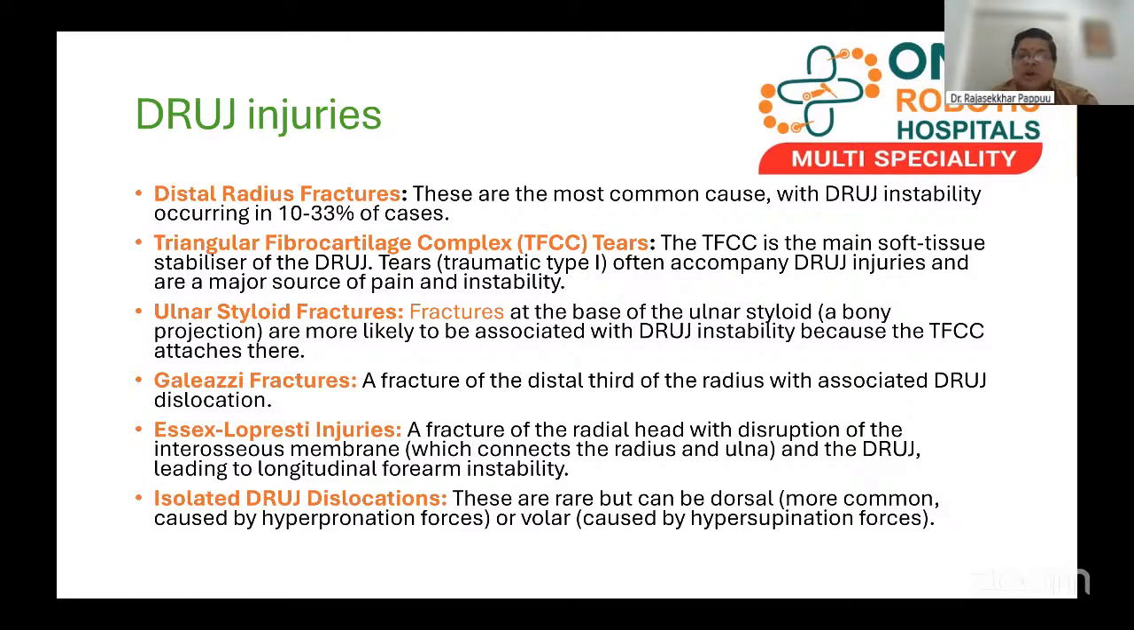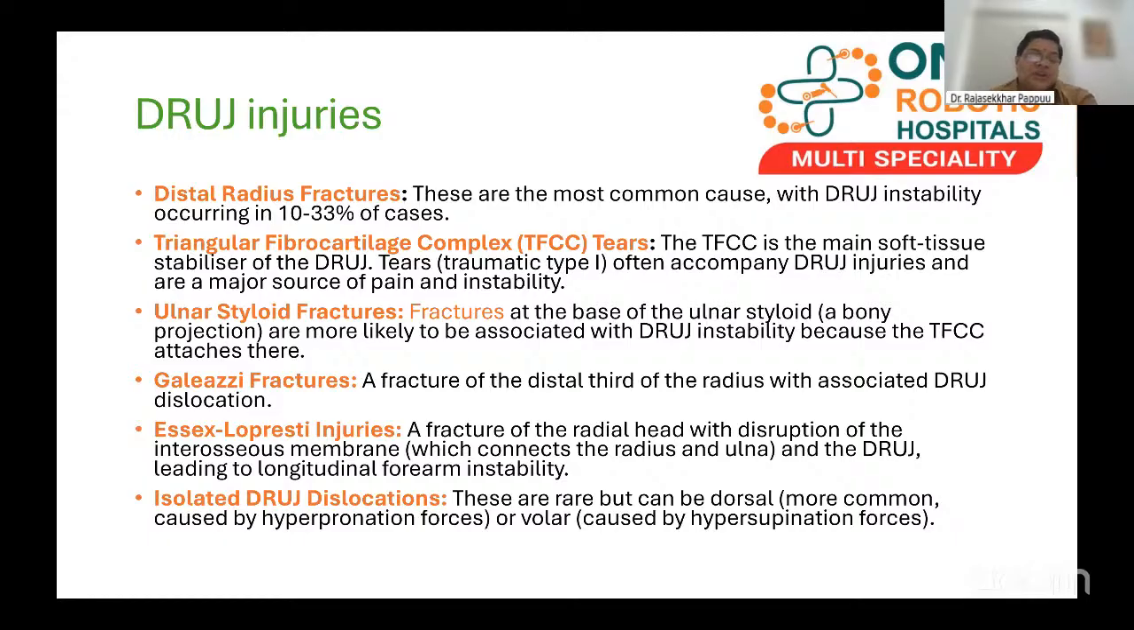So what are the most common injuries which cause distal radioulnar joint injuries? One is distal radius fractures. This is the most common cause of distal radioulnar joint instability. Next are triangular fibrocartilage tears. Ulnar styloid fractures also cause distal radioulnar joint instability, because there are many types of ulnar styloid fractures: type 1, type 2, type 3. Type 3 fractures are the most commonly associated with distal radioulnar injuries, because it is at the base of the ulnar styloid that the TFCC gets injured. Once this fracture at the base happens, the distal radioulnar joint becomes unstable.